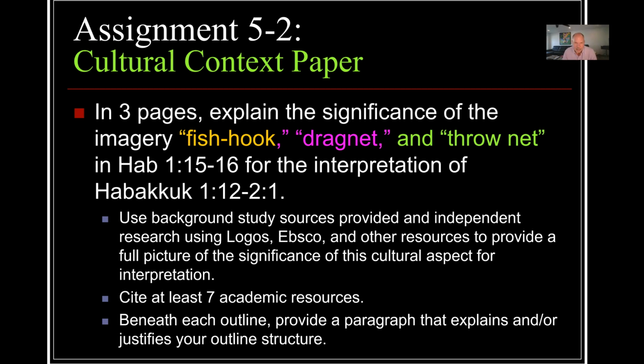I was looking for seven academic sources, since that is specifically mentioned in the instruction. And then it says beneath each outline. Well, realistically, I was looking for one outline, and I wanted you to provide a paragraph that explains or justifies your outline structure. I personally, and I haven't reached out to Dr. Meek yet on this, think that is actually a mistake. So I tried to be as lenient as I can while still being true to what I think is his intent for this assignment.